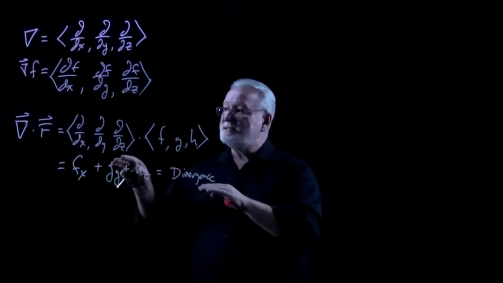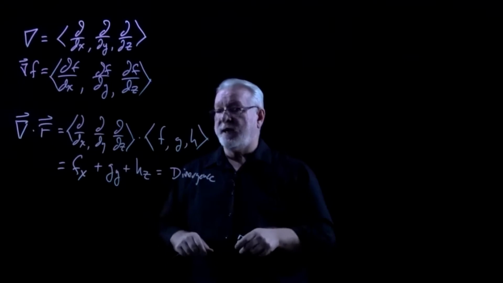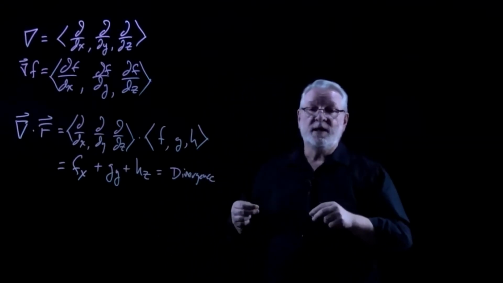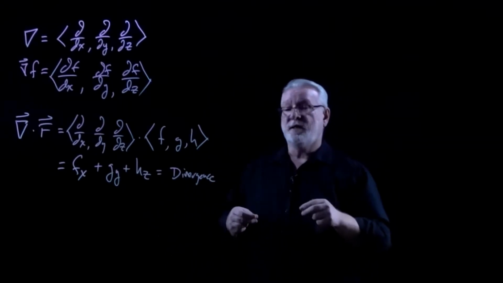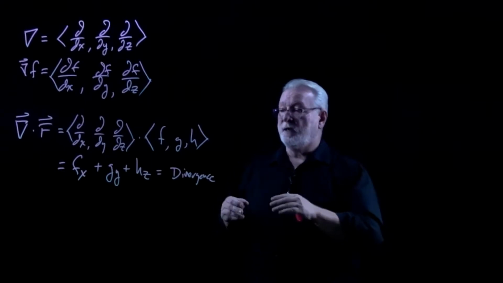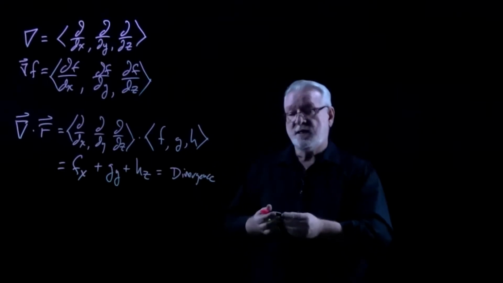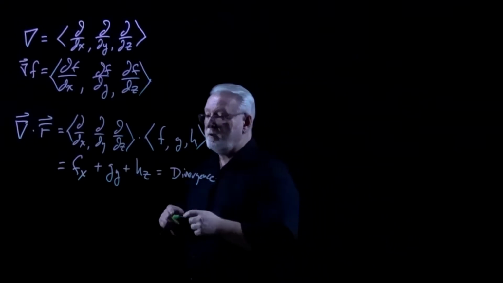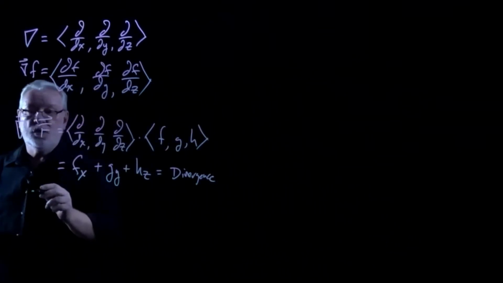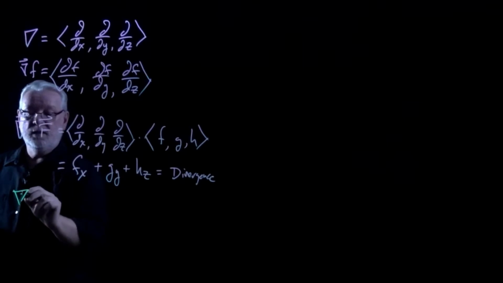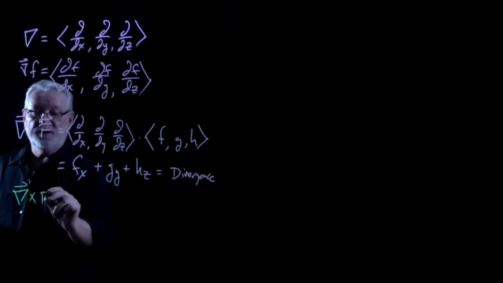So that's the scalar product of the gradient vector together with some vector field, and it refers to the divergence of the field. Well, let's take a look at the second half of this coin, and that, of course, would be del crossed with F.